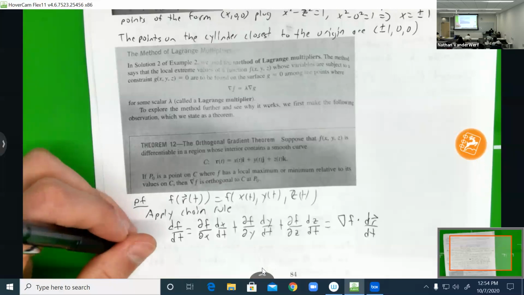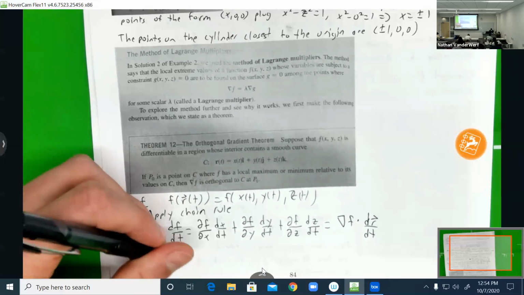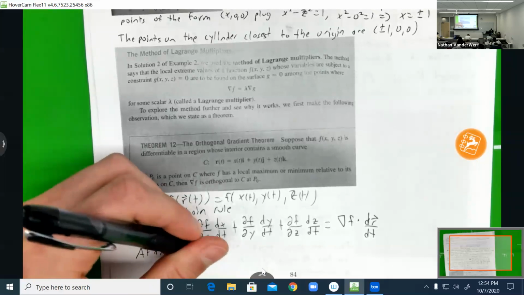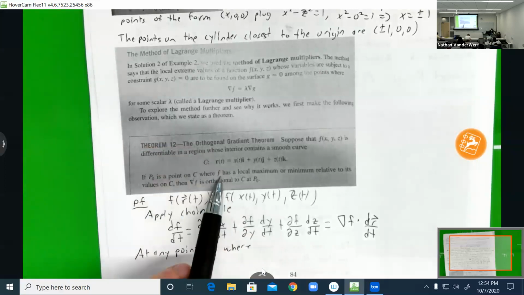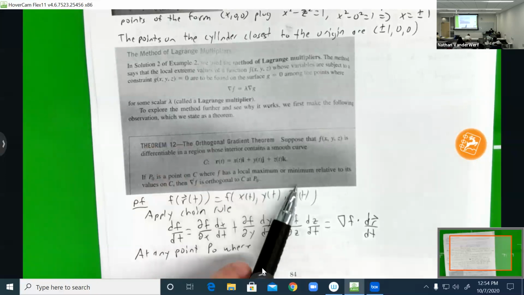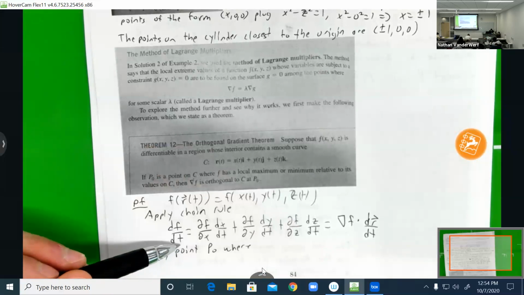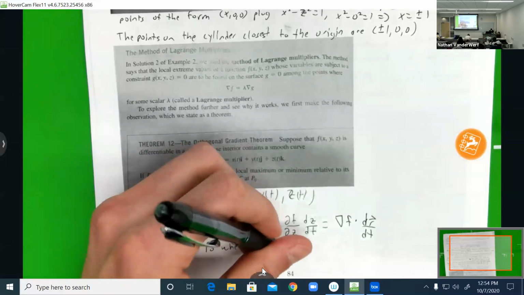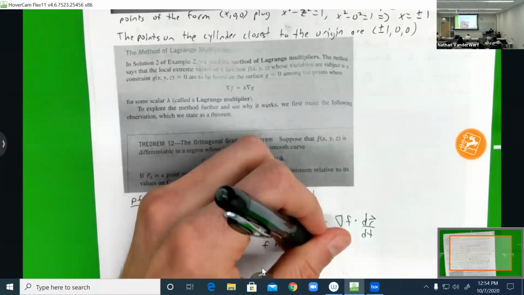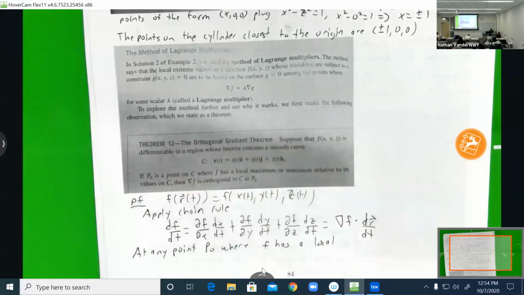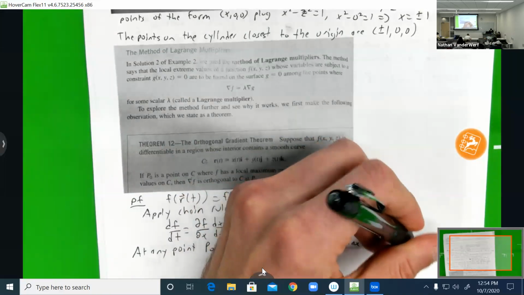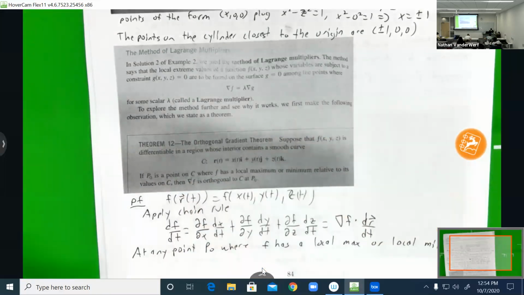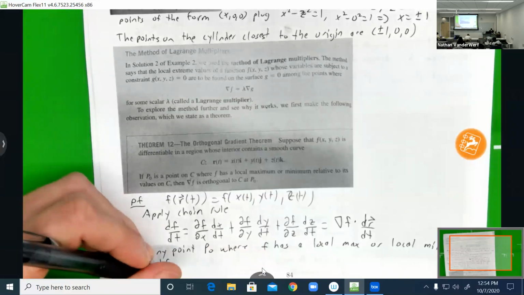So now at any point p0, notice that in this, what are we assuming? We're assuming that f has a local maximum or minimum relative to its values on C. So at any point p0 where f has a local maximum or local minimum, we know, what do we know about df over dt? What is that equal to?